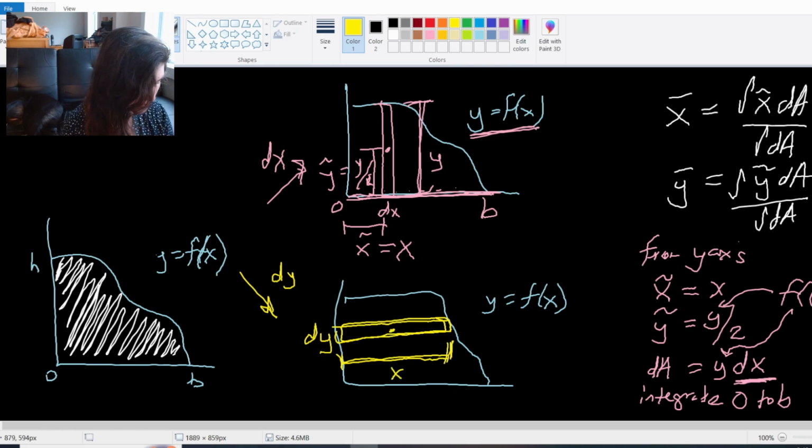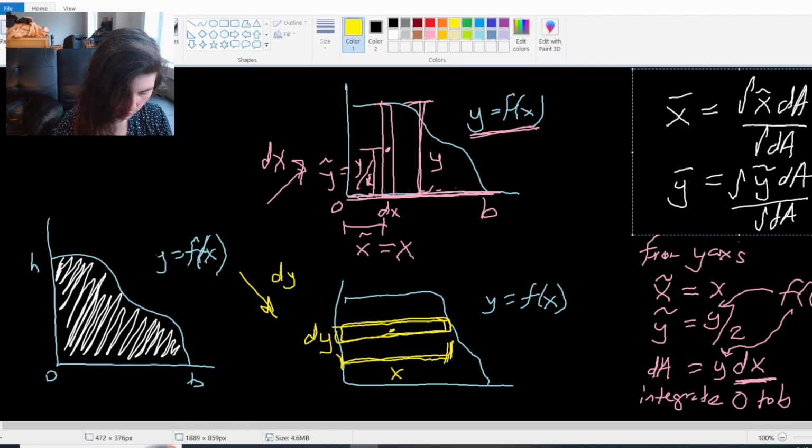And now I need to get my centroid. Right, so now, let me move this up here.